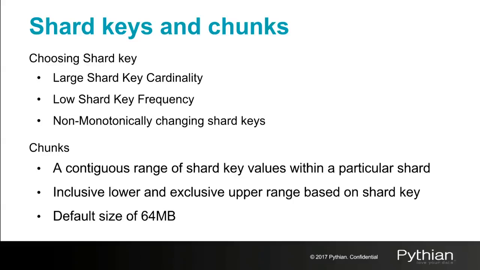Once we define our shard key and we shard our collection, the documents are logically grouped in chunks. There is no physical division of our data in the cluster, but all of our data is logically grouped into chunks. And a chunk is simply a continuous range of shard key values that reside on a particular shard.